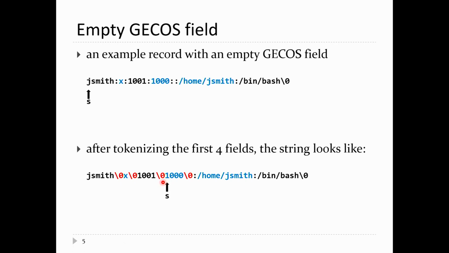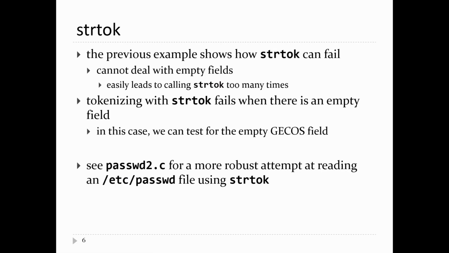So after you've parsed 4 fields, you get to here. The next field is supposed to be a string, so now it keeps on going, and s is now here. So it reads in the string 1000. Sorry, that reads in the unsigned int correctly.